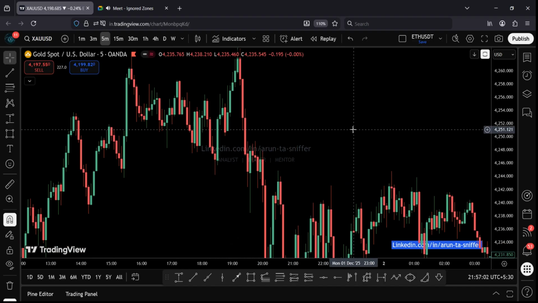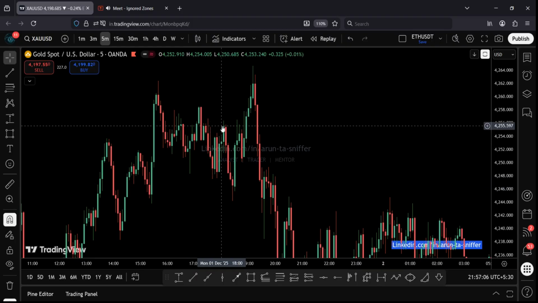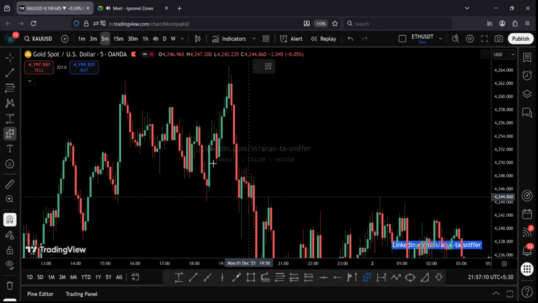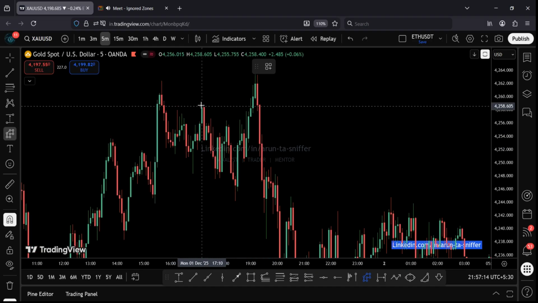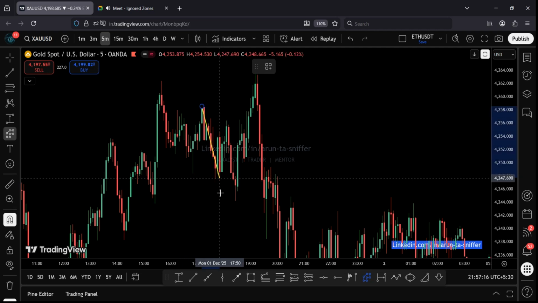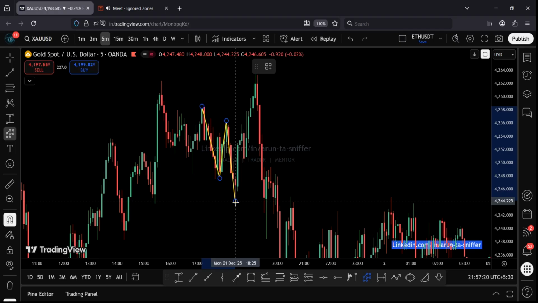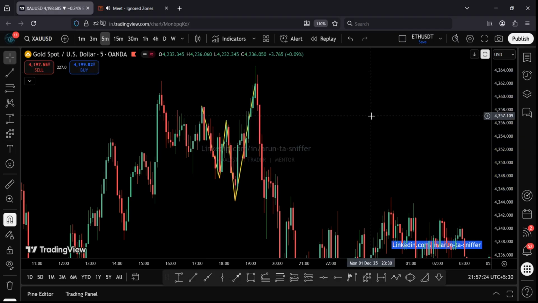Here we have a clear example: low, high, lower low, higher high. So this is like low, high, lower low, and higher high. So we have a QM zone here.